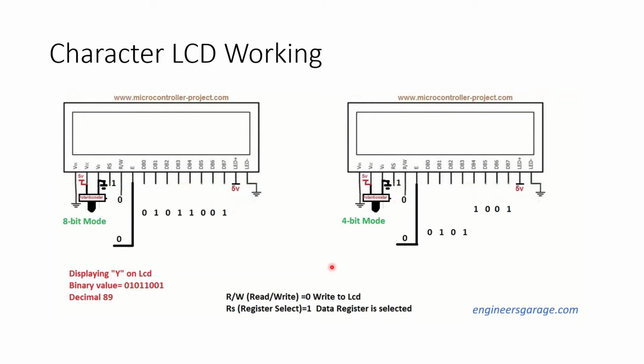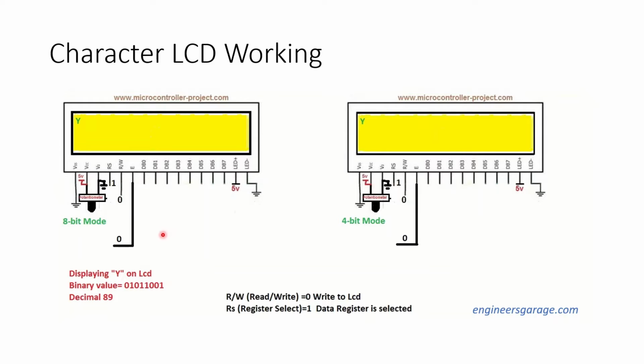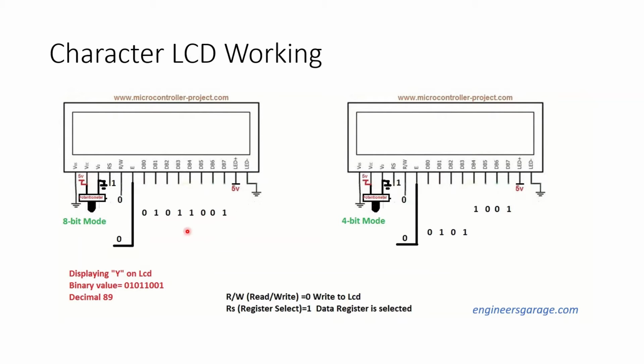Then this is the working of the character LCD. On the left side you can see the working in the 8-bit mode. We will have the 8-bit command or the data. We just have to write the 8-bit data to the 8-bit data lines, and then pull up the enable, and the character corresponding to those 8 bits will be displayed on the LCD.